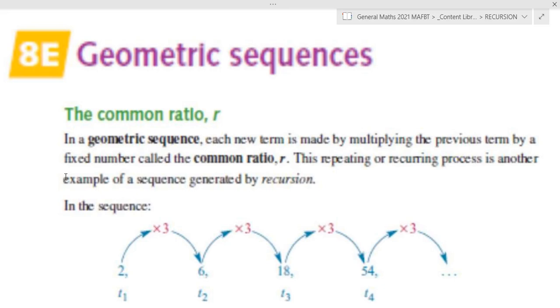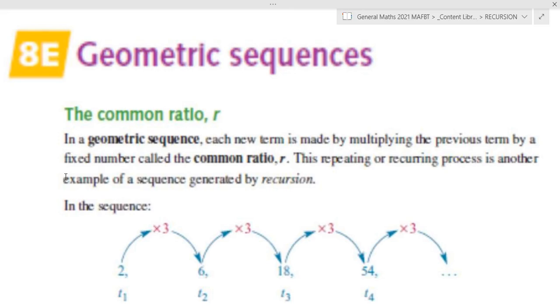Now obviously in all of our recursion, it's not always just about adding and subtracting. We're going to now look into the next part, which is our geometric sequences. So 8E on geometric sequences. And the intention for today is for you to understand the basis of your geometric sequences. You understand already that arithmetic is all about adding and subtracting. Geometric is a little bit different, but it's still a very similar principle.